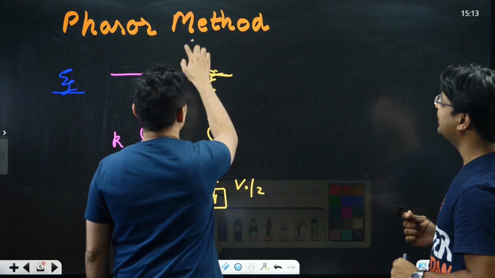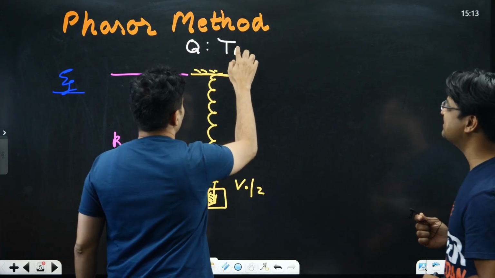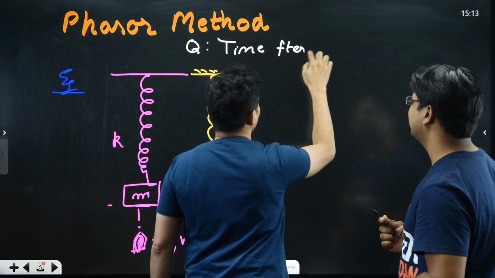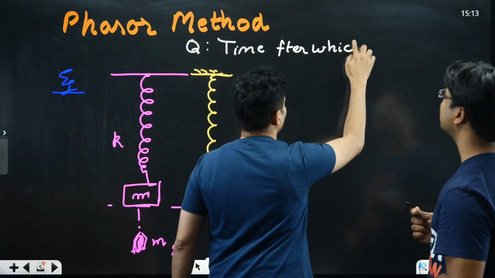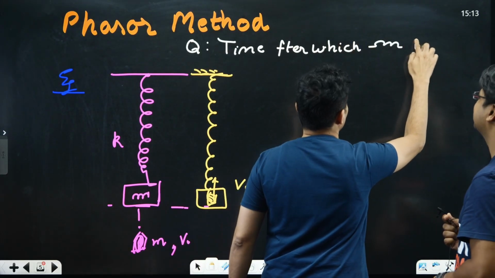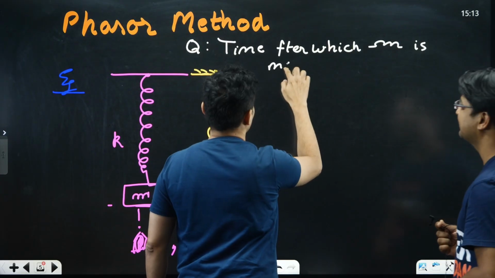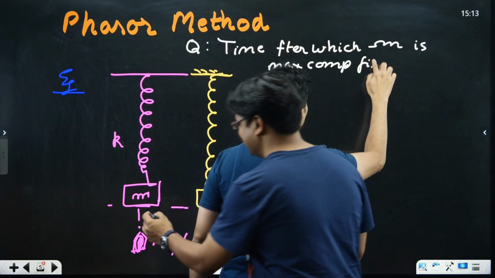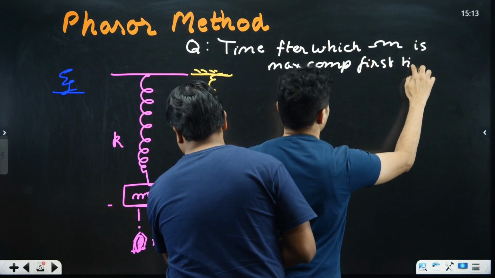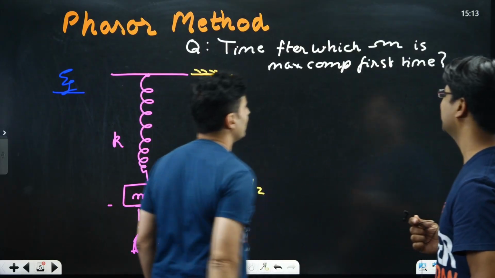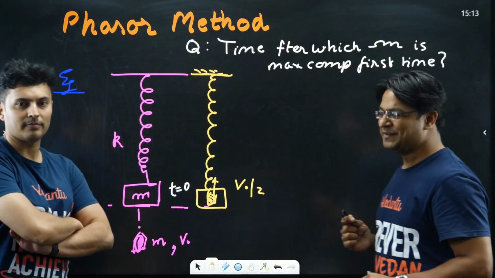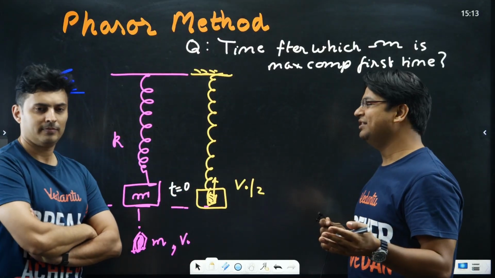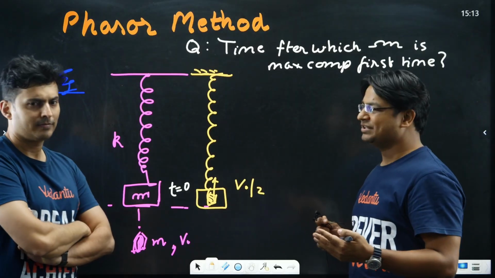What is the question? The time after which the spring is maximum compressed for the first time. Consider this as t equal to 0, when the particles hit. So after this we have to calculate. Now we got the speed. The next thing is to get the amplitude. We must get the amplitude now.